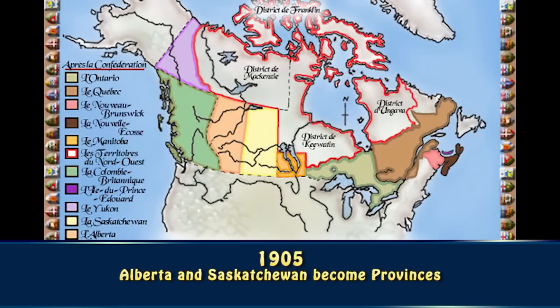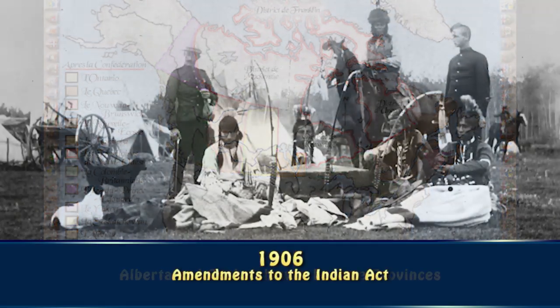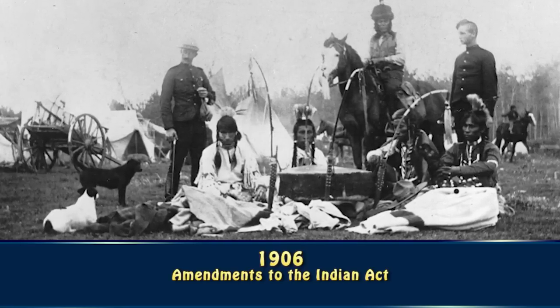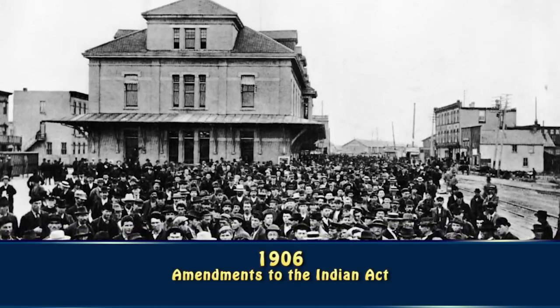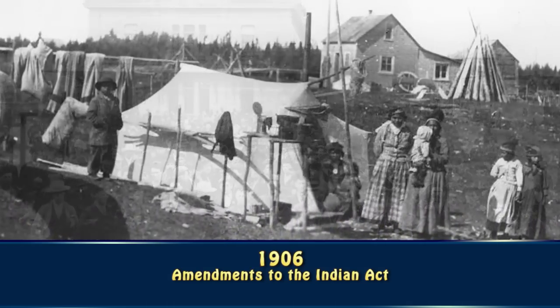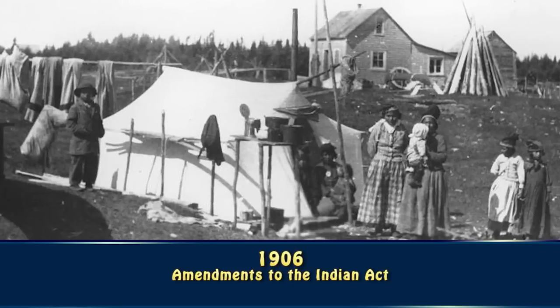The Northwest Territories are divided to become the provinces of Alberta, Saskatchewan, and portions added to Manitoba. In another amendment to the Indian Act, First Nations can be removed from reserves located near or within towns of more than 8,000 inhabitants, further isolating First Nations from mainstream society.